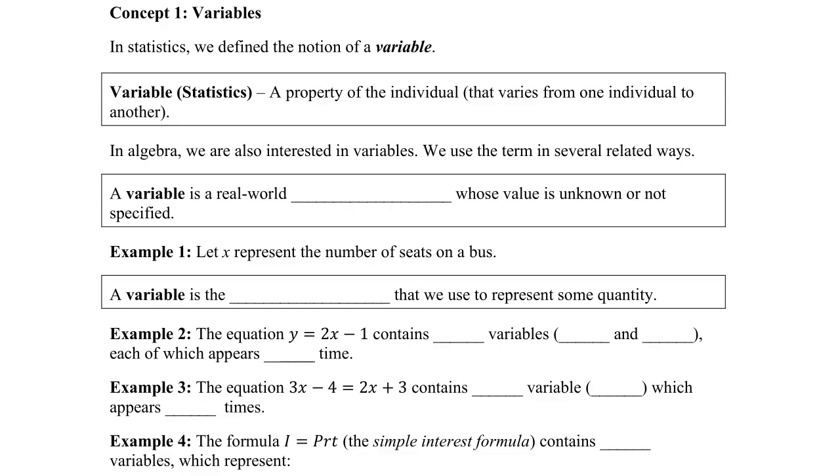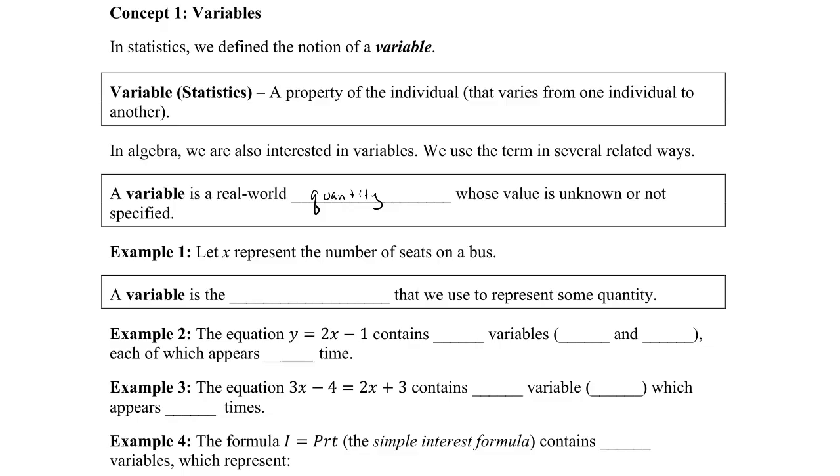In algebra, a variable means one of two things. We might refer to a variable as a real-world quantity whose value we either don't know or haven't specified. So a variable might be the number of hours that we need to spend on a task, and our goal is to find out what that value is. So we assign a variable to it and then use algebra.